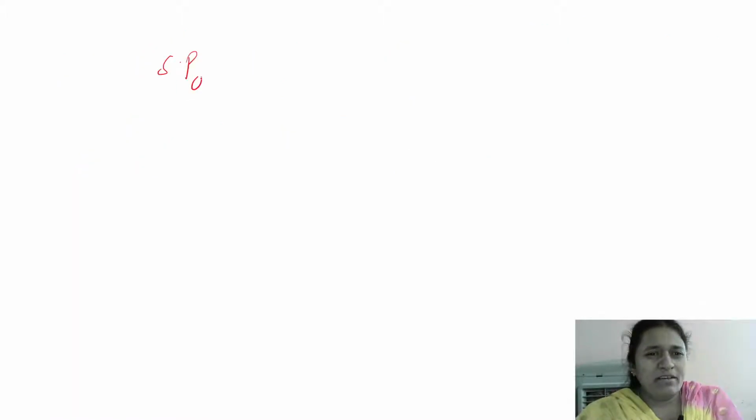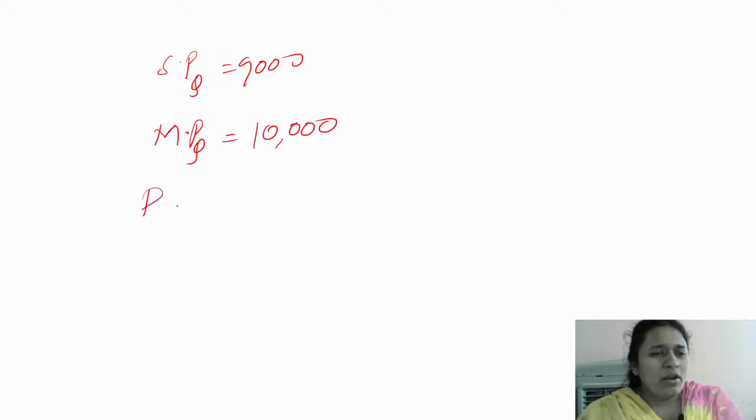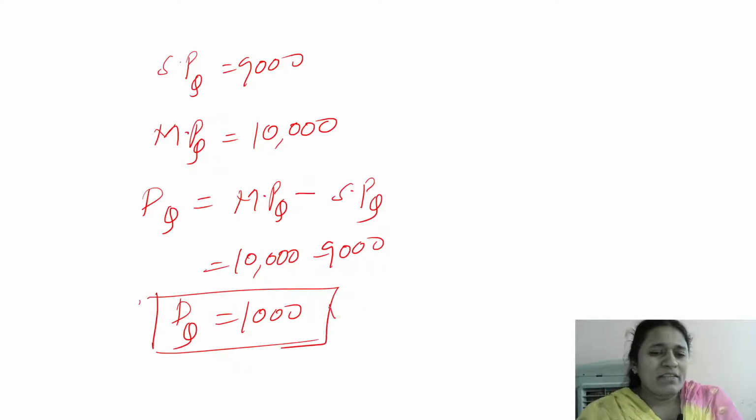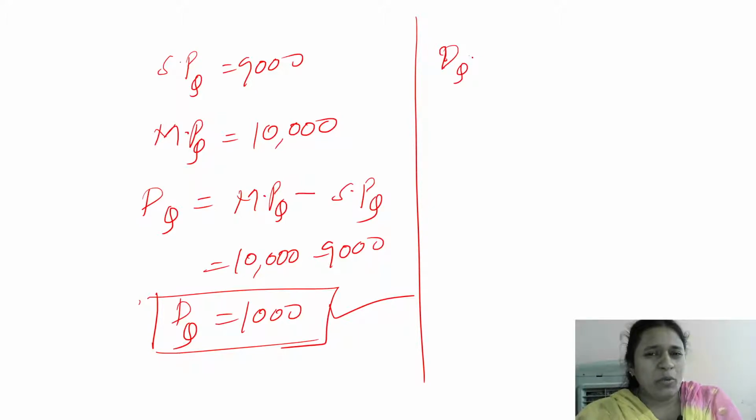Right, now the selling price of item Q is 9000 and we know the market price of item Q, that is 10,000, right? Now how do we find the discount of item Q? Market price of item Q minus selling price of item Q, that is 10,000 minus 9,000. We got the discount on item Q as 1000. But we have to tell what percentage of its market price this discount is.